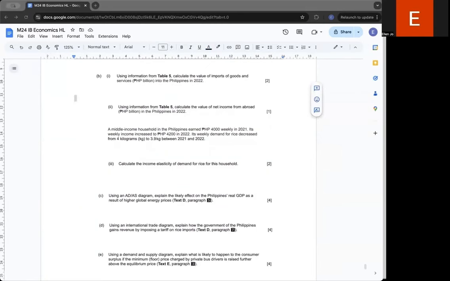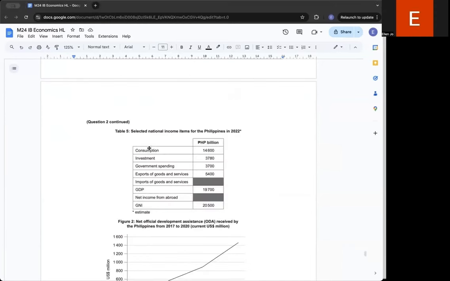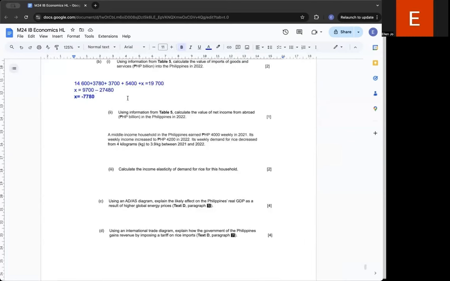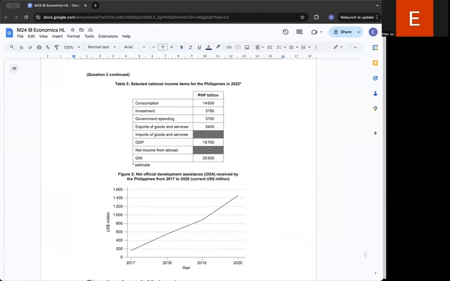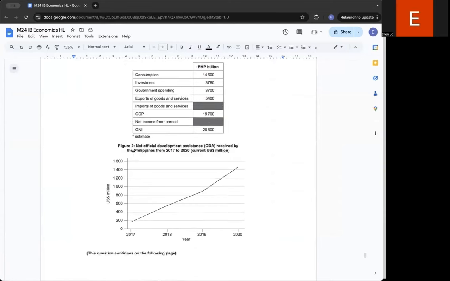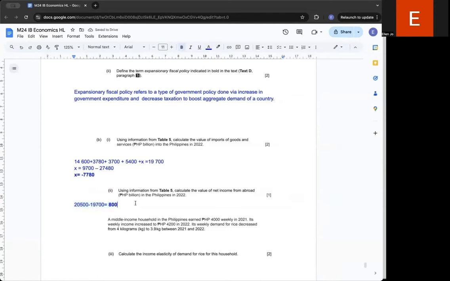Question B1. Using information from Table 5, calculate the value of import of goods and services into the Philippines in 2022. It asks us to calculate the unknown value, which is again pretty simple, since we know the GDP and the rest of the data that is needed to get the GDP except the value of import. So we can get the value in this way. Pretty simple. B2. Using information from Table 5, calculate the value of net income from abroad in the Philippines in 2022. Since GNI is calculated by summing up GDP and net income from abroad, in this case, we know GDP and GNI, so this should be the answer.